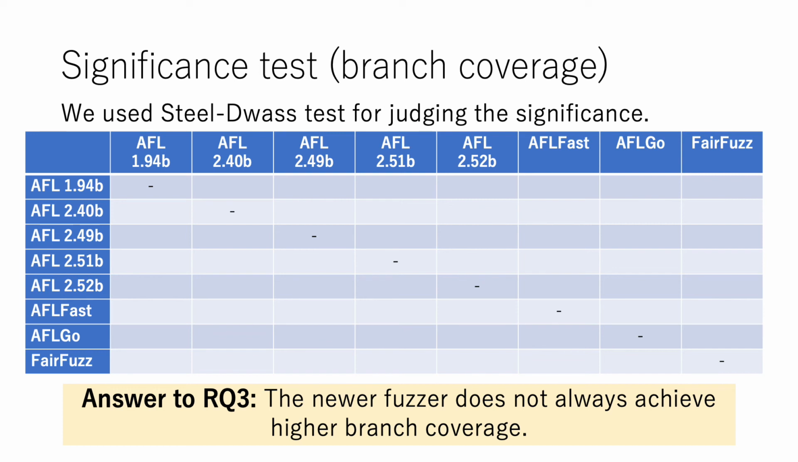The table on the slide shows the result of the significance test in terms of branch coverage. We use the Steel-Dwass test for judging the significance as well as for research question 1. As you can see on the table, we cannot confirm any significant difference between the existing fuzzers. So the answer to research question 3 is the newer fuzzer does not always achieve higher branch coverage.